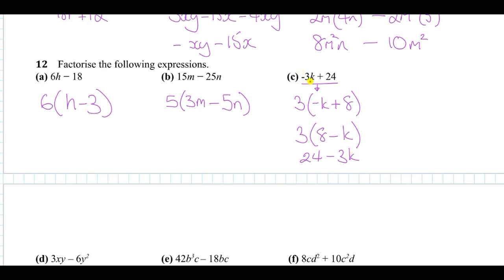The other thing I could do is take out the negative 3. If I take out the negative 3, I only need k here. It won't be plus 8, because I need it to be plus 24. It'll be minus 8. Now when I multiply this out, I get negative 3k, and minus 3 times minus 8 is plus 24. Minus 3k plus 24 is the same as 24 take 3k.